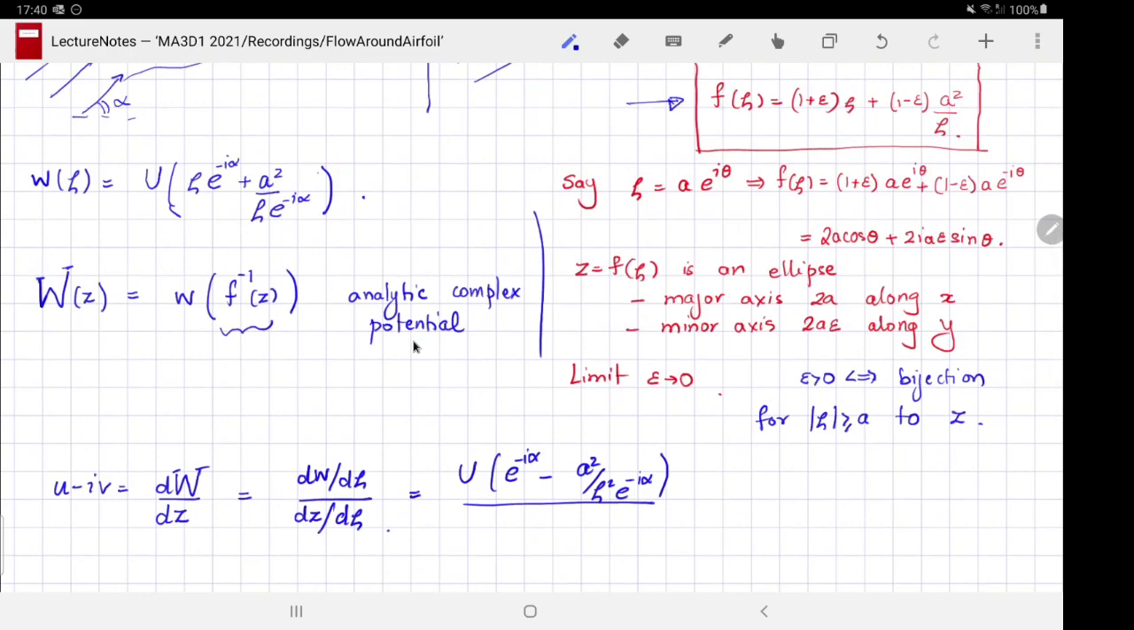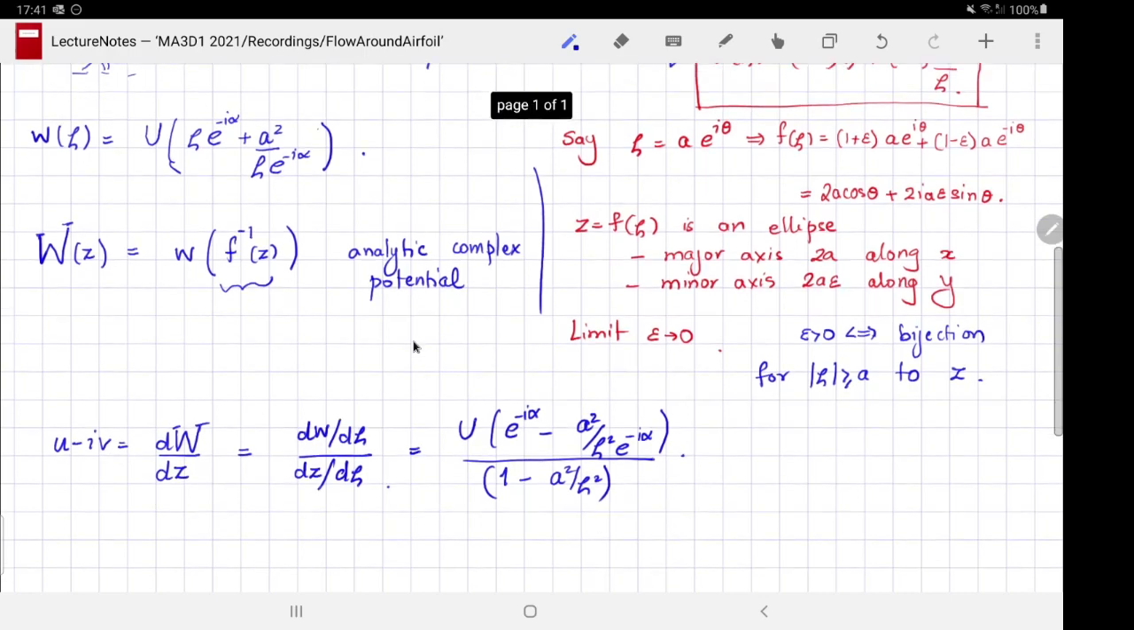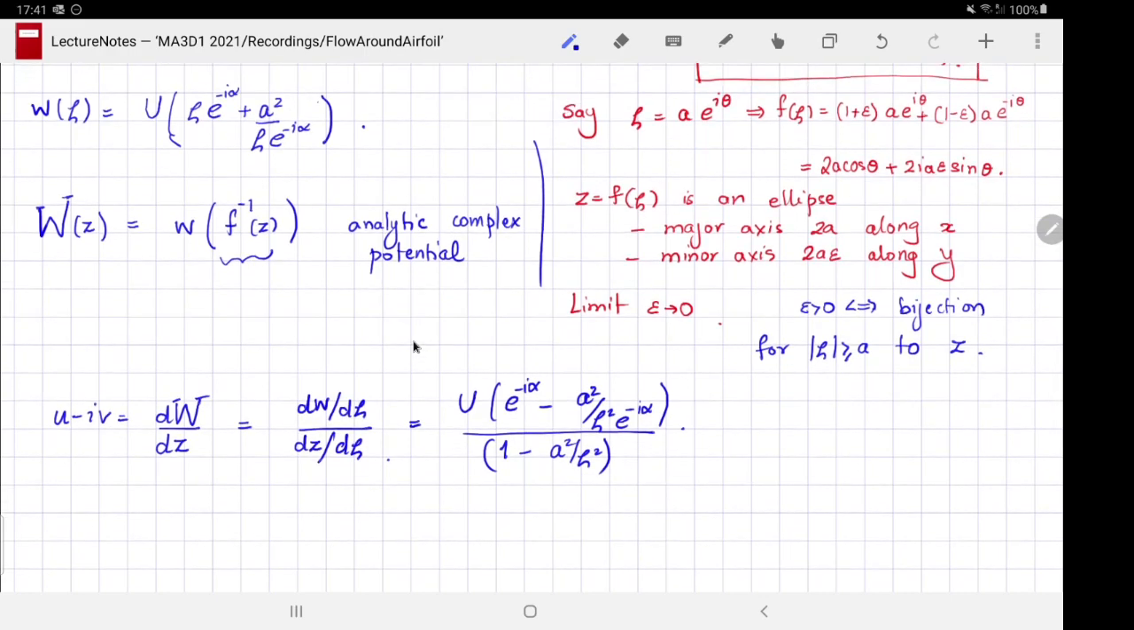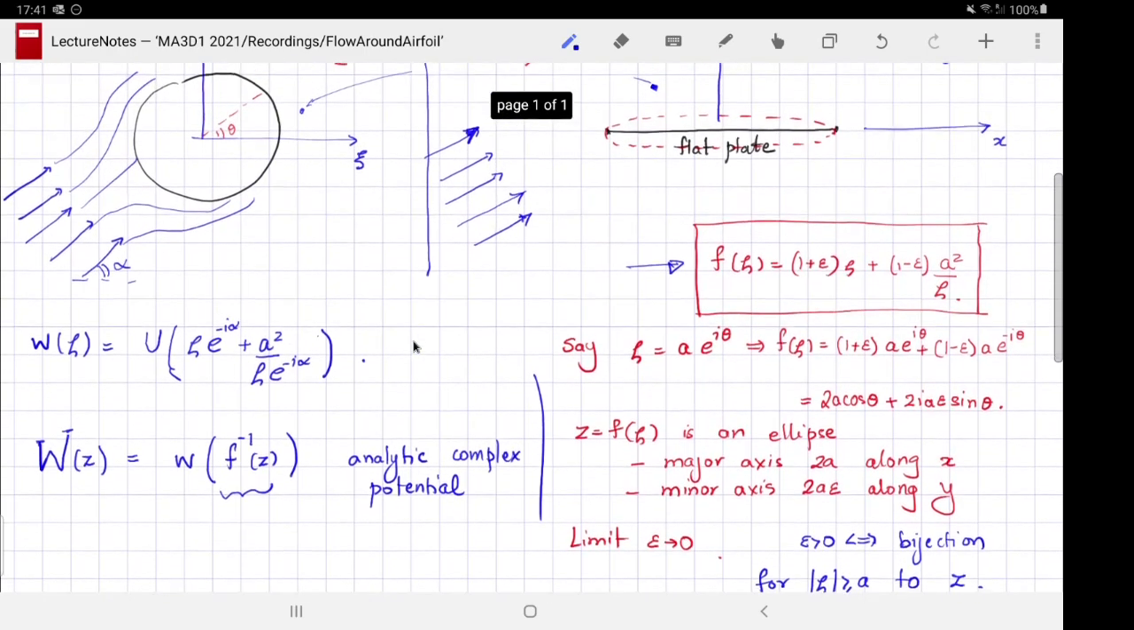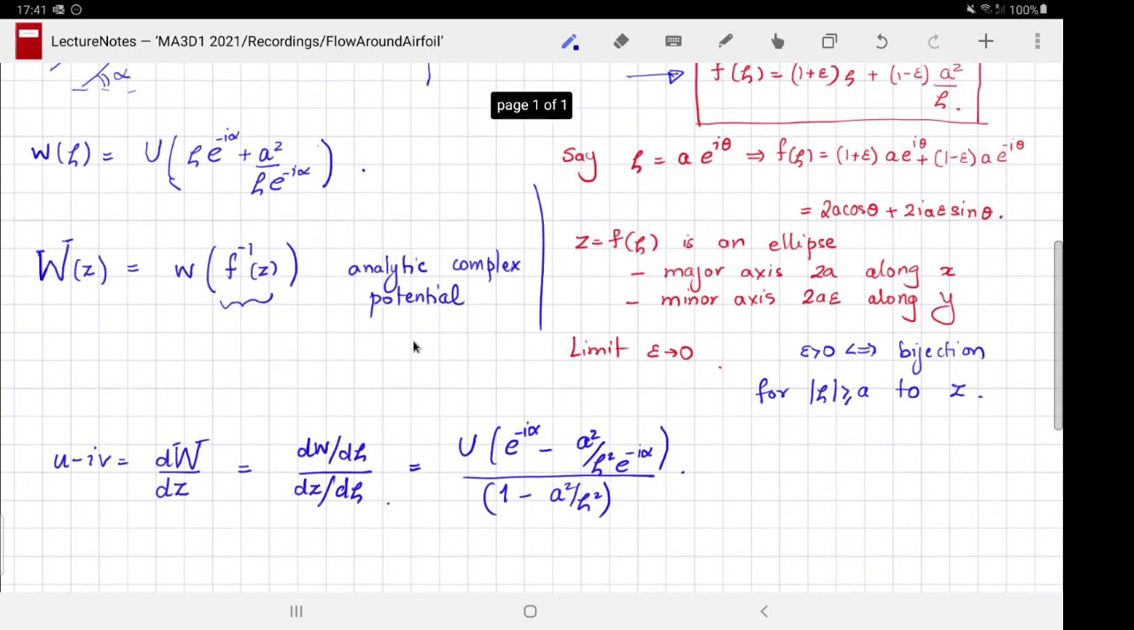Here is z as a function of zeta. And I'm now going to substitute epsilon tiny. So it works to substitute epsilon equals zero. I won't show you all the details, but you can verify without too much trouble. So I consider epsilon to be zero. And dz d zeta is then 1 minus a squared over zeta squared. And that is our velocity. Now we have the velocity in the z plane.